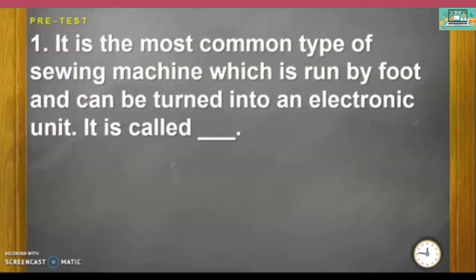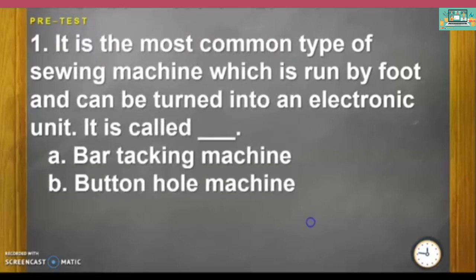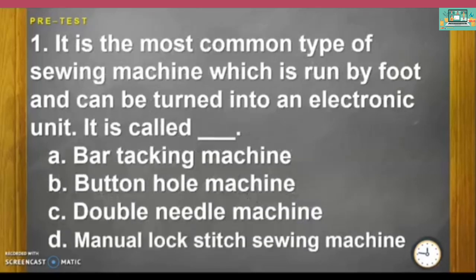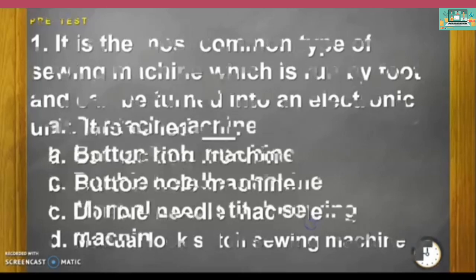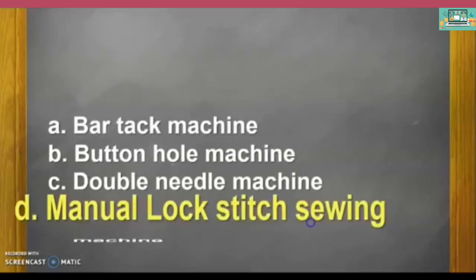Number 1. It is the most common type of sewing machine, which is run by foot and can be turned into an electronic unit. It is called A. Bar tacking machine, B. Buttonhole machine, C. Double needle machine, D. Manual lock stitch sewing machine. The correct answer is D. Manual lock stitch sewing machine.